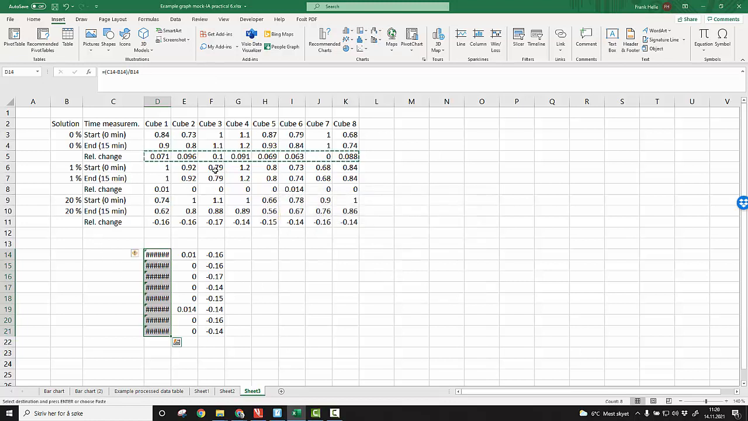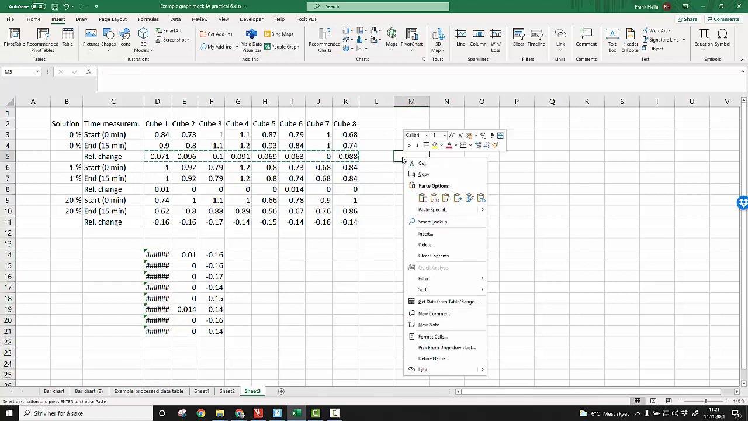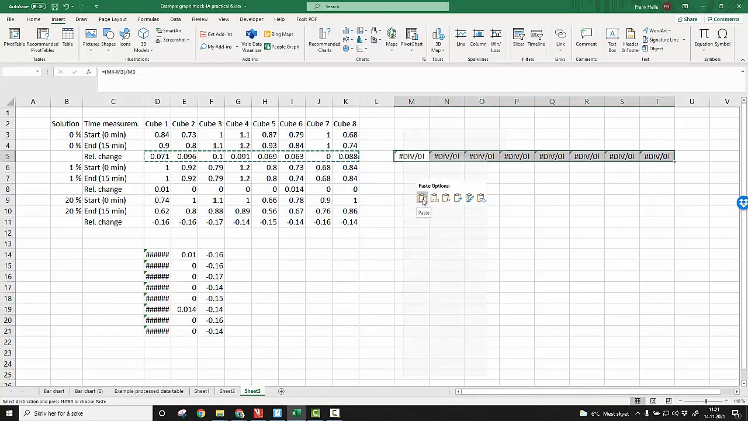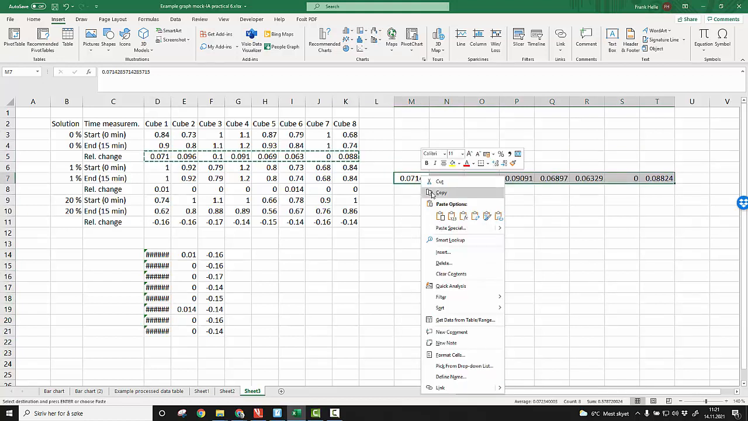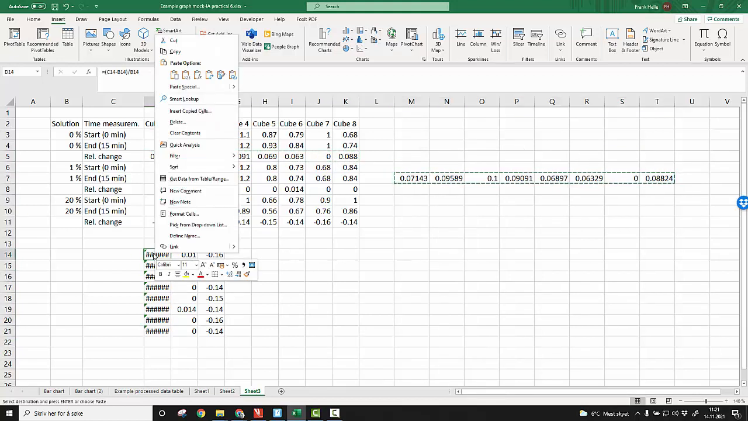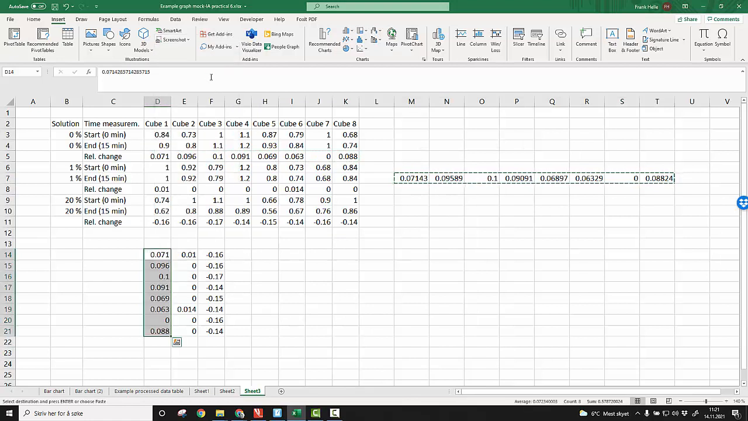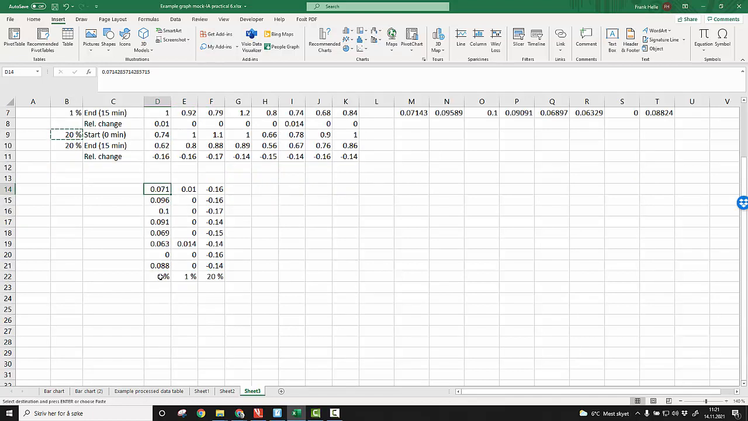But there was a problem because here are formulas, so I have to first just paste values, copy again, and now I can finally transpose paste. So here I have 0%, 1%, and 20%. And now I want to make a graph first, then do the statistics.